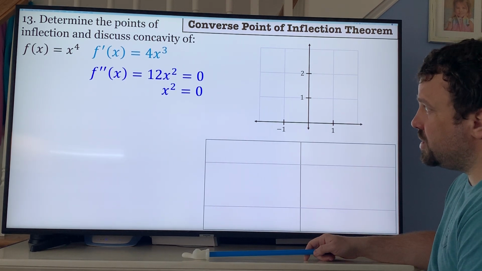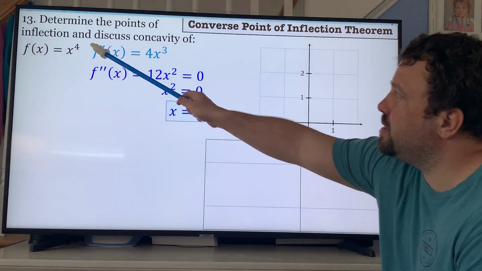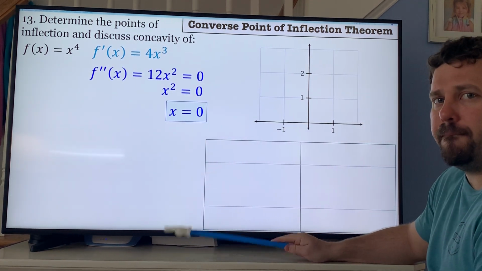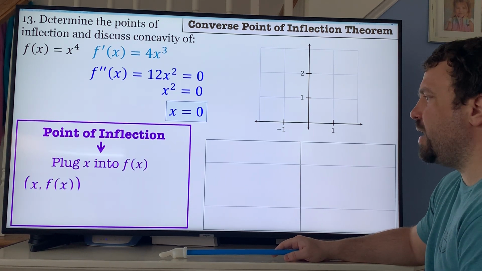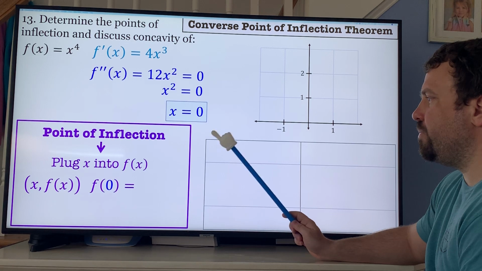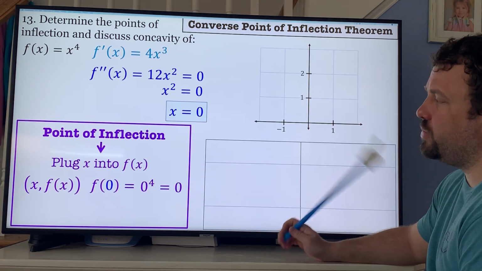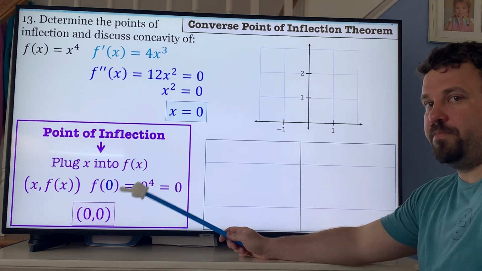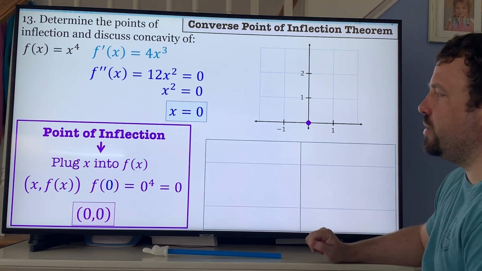Yep, x equals 0. So when we're going to find our point of inflection, we take the 0, plug it into the original equation, and you get 0. So point of inflection, plug x into f of x, gives you your point. F of 0 is 0 to the 4th, which is 0, so your point of inflection is 0, 0. I guess I jumped the gun a little bit there. So right there I got my point of inflection.